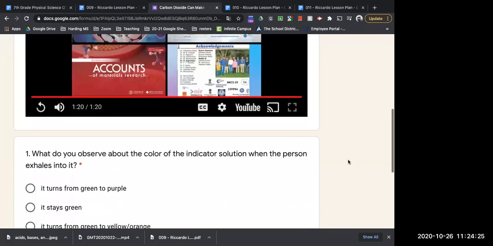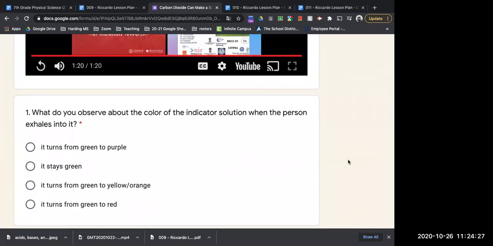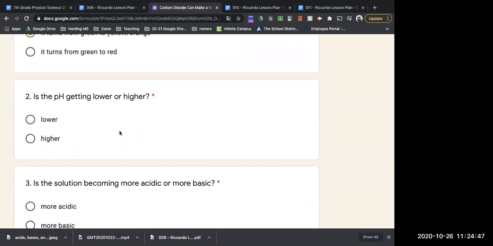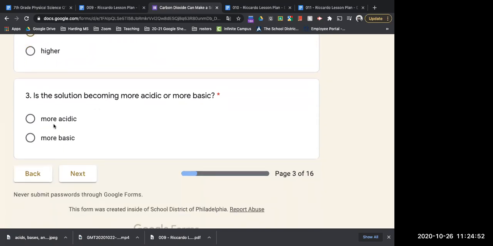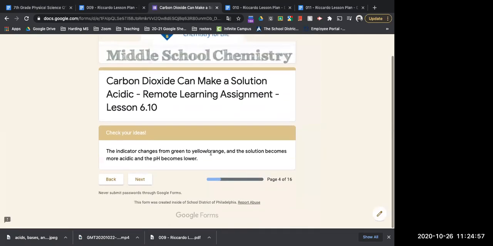So that implies that there are other gases in your exhaled breath. We exhale carbon dioxide, but the implication is that there are other gases as well. What do you observe about the color of the indicator solution when the person exhales into it? It went from green to a yellow orange. Is the pH getting higher or lower? Well, it would get lower. Is the solution becoming more acidic or basic? It would become more acidic. And that should basically say yellow-green becomes more acidic and pH gets lower.